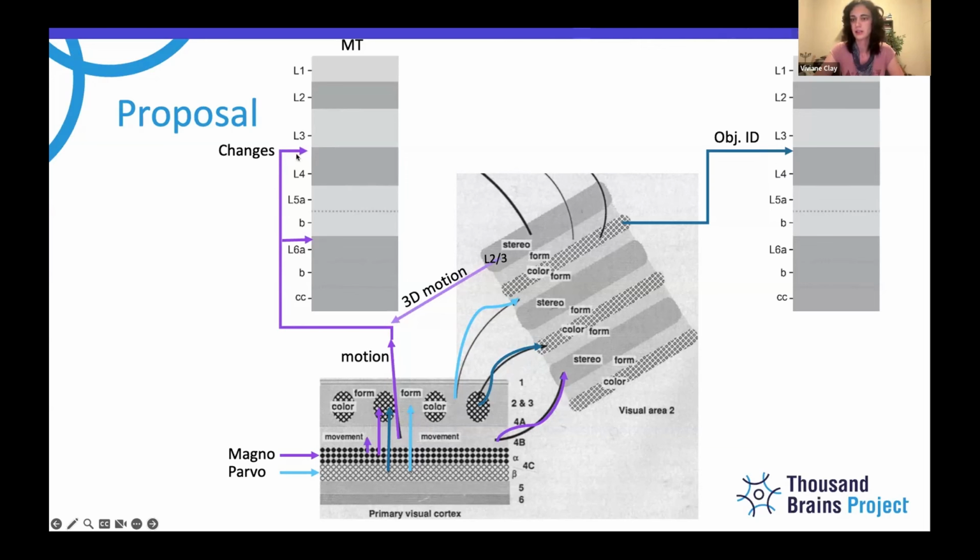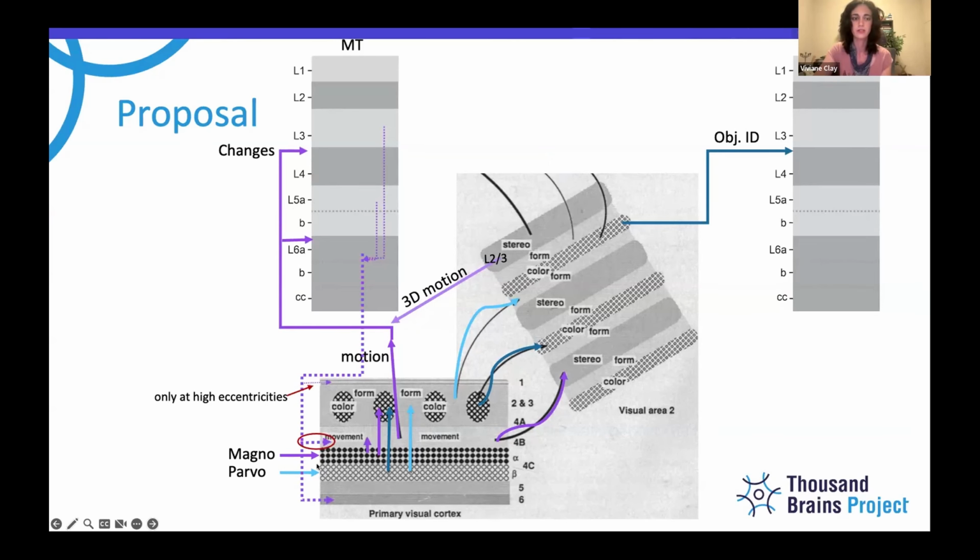Those cells are highly direction selective. The idea is you're saying MT has the behavioral model. Yeah, I'll show that in just a second. And basically this pathway through V2 would extract some more three-dimensional motion information that then also gets input to MT.